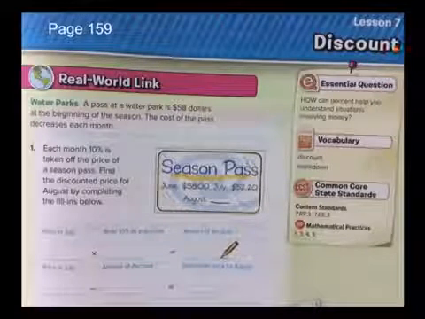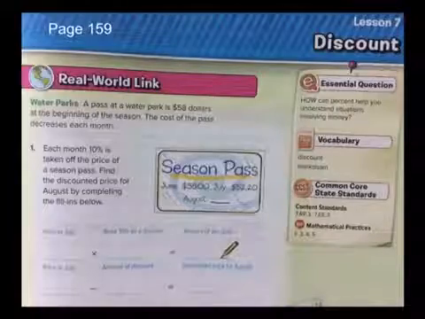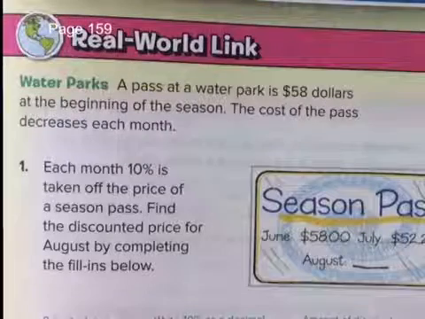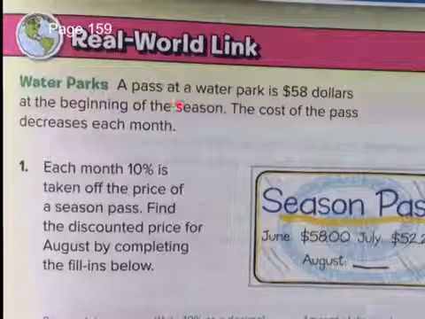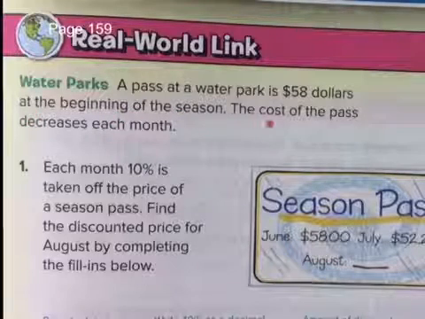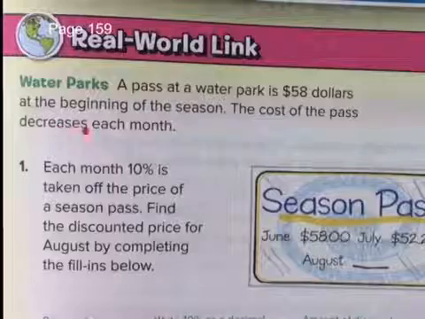We're going to be talking about discount. A discount is part of the price that comes off. For example, in the water park example here, let me zoom in. A pass at a water park is $58 at the beginning of the season. The cost of the pass decreases each month. Decreases means it goes down.